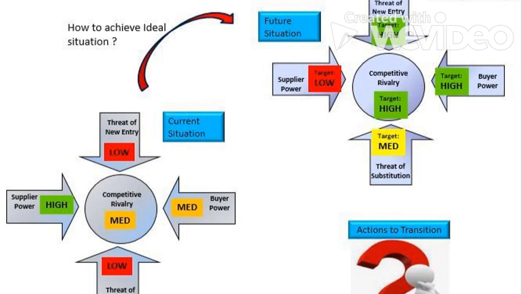Now, once the forces have been evaluated, what is next? Well, the next step will be to determine what the desired level is for each force. This future state is what will drive the strategy to achieve a specific ideal state in the market industry.